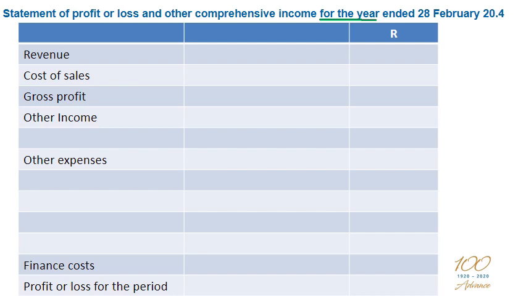Then we have a section for other income other than the trading income at the top there. Our other expenses other than cost of sales. And then we have a separate item for finance cost. Finance cost, your interest, income and expense as a net amount under finance cost so that we can finally calculate our profit or loss for the period.